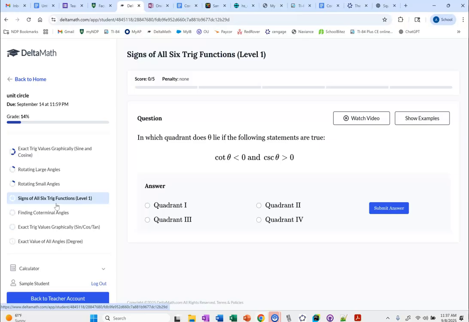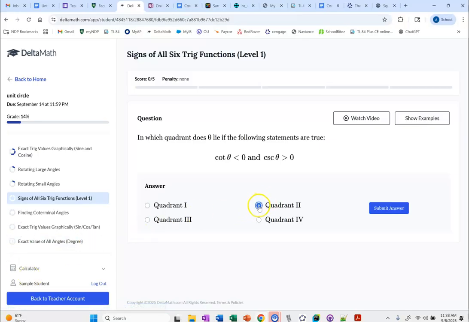Next one is going to give us some signs of the trig functions. We have to figure out the quadrant. What am I using to do this? The table. Yeah, the all silly turtles crawl, right? The XY axis where we wrote it all down. That's all I'm using. So cotangent is negative, that's the same as tangent negative. Cosecant positive is the same as sine positive. So what quadrant is tangent negative but sine positive? That would be 2.